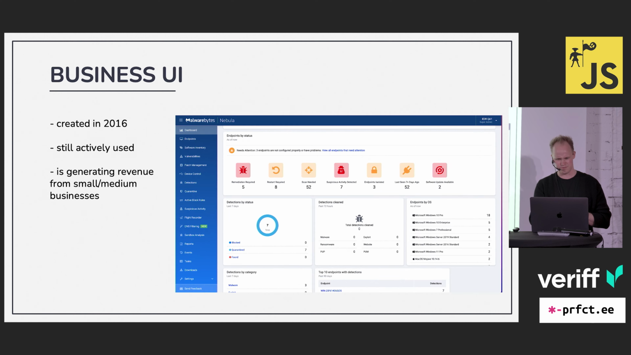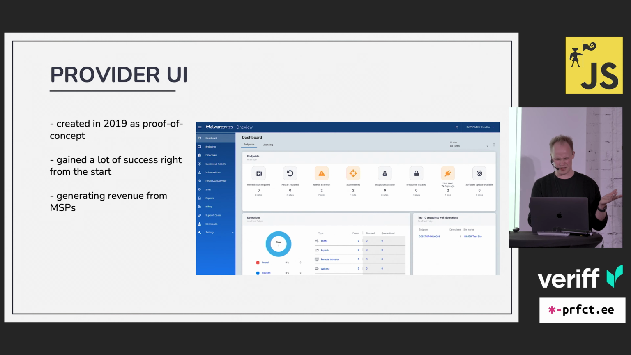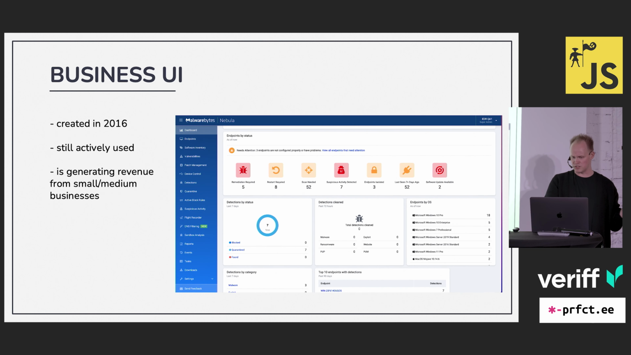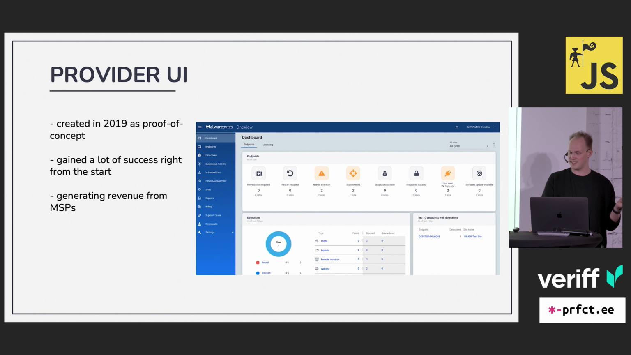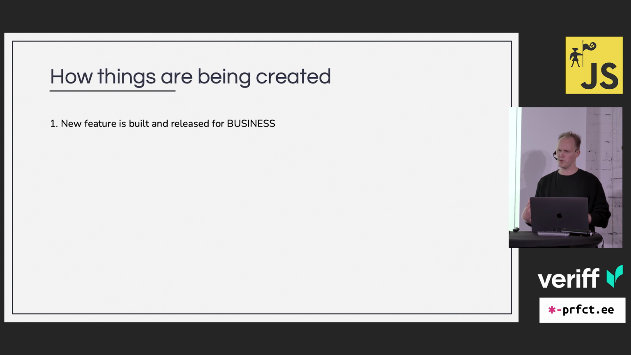So if we check, they look basically the same because they're doing the same thing. The customer business UI just gives one business client access to the system, to the statistics, to the endpoints, and all the fancy functionality that we provide. And the provider UI is doing the same thing, but for managed service providers. So they resell our product to maybe 10 or 100 customers, and they can manage all these customers in their UI. Basically the same.